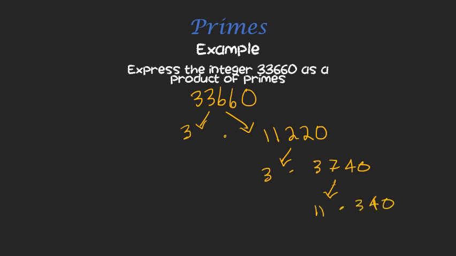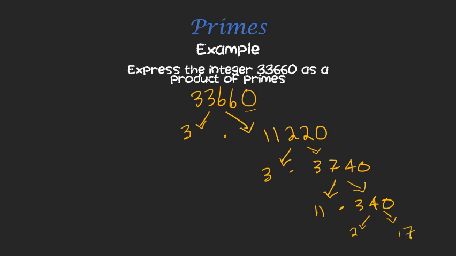Now 340, I also could have started with the fact that it ended in 0, which is even, and so the number's even. So now I can apply that here. 340 is what? 2 times 170. 2, oops, I'm not drawing my other arrows.